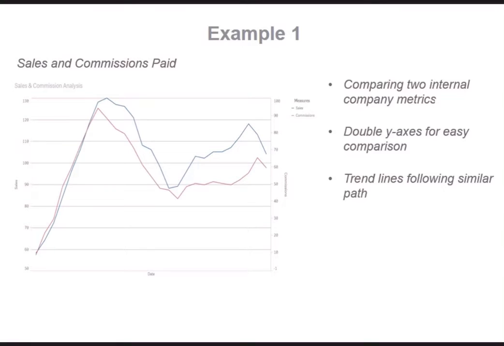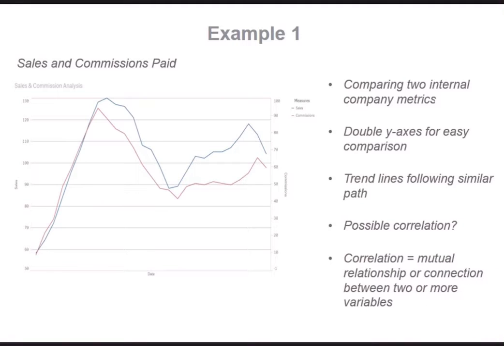Noticing this similar path, maybe the lines are correlated together. Correlation simply means that a mutual relationship or connection between two or more things exists. In other words, as you see one variable increase or decrease, a second variable will also increase or decrease in parallel to some degree. But does this mean that one thing is causing the other?